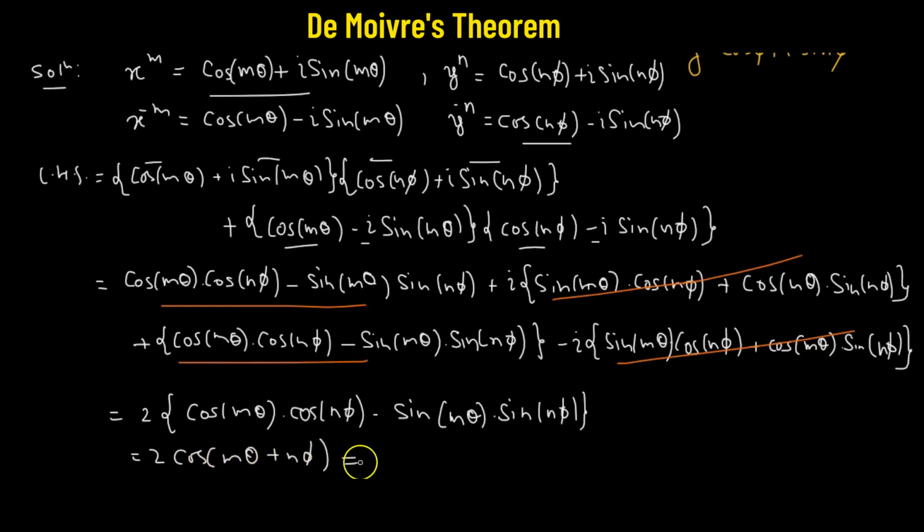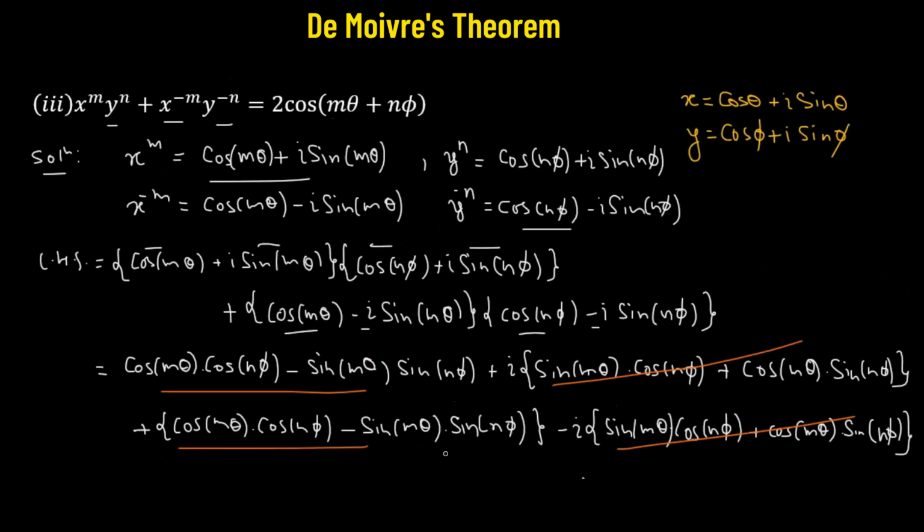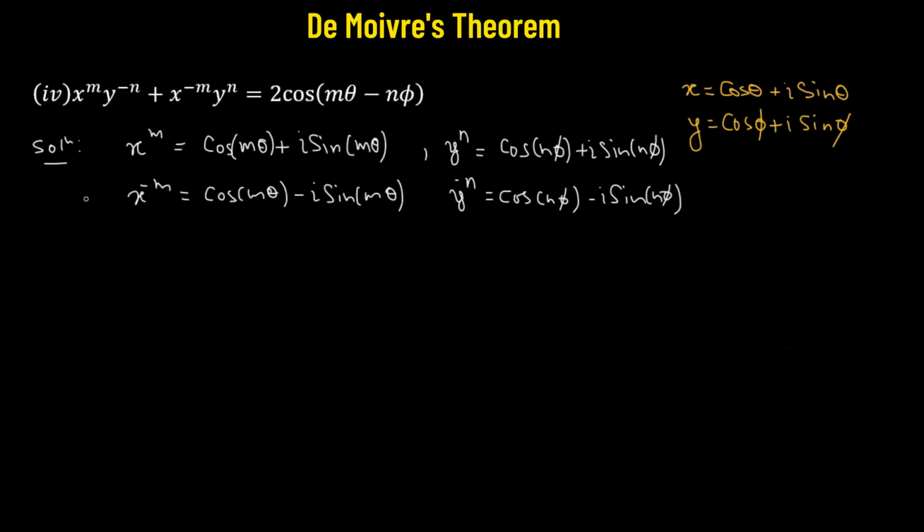So this is equal to the right hand side. So we have successfully shown that this expression is equal to 2 times cosine of m theta plus n phi. Now let's move on to the fourth and final problem. We're going to use the results that we have already obtained in the previous part. Let's use it. We'll start from the left hand side.